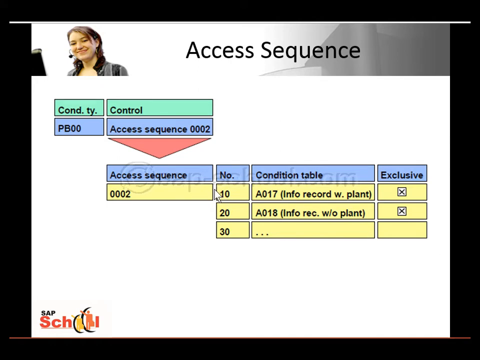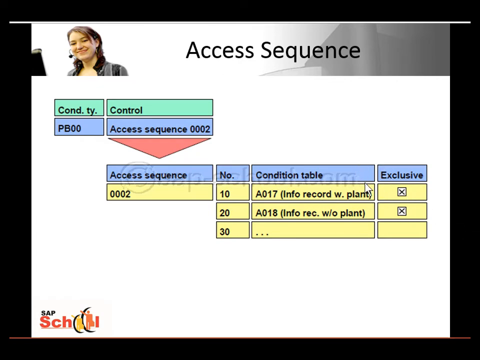A condition type must have an access sequence assigned to it if you want to maintain conditions with their own validity periods. For example, the condition type PB00. In the case of gross price, you can specify that the system is first to search for a plant-specific price, and then secondly to search for a general cross-plant price only if it cannot find a plant-specific price.